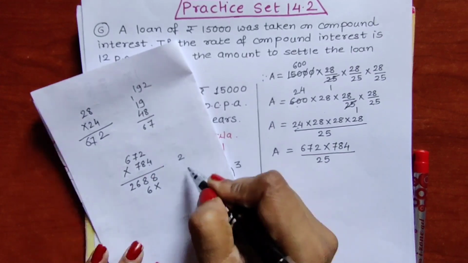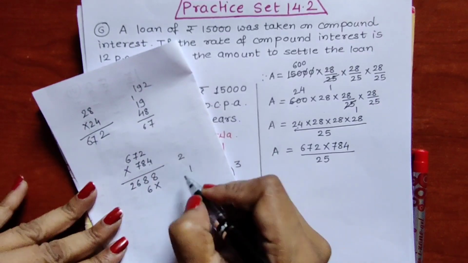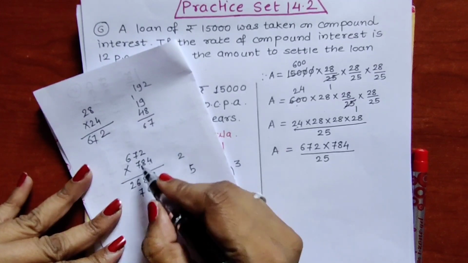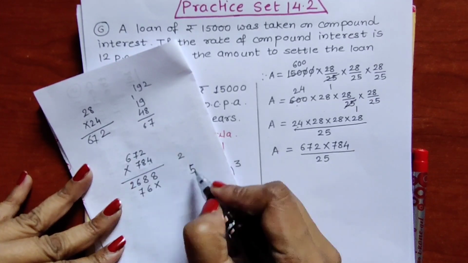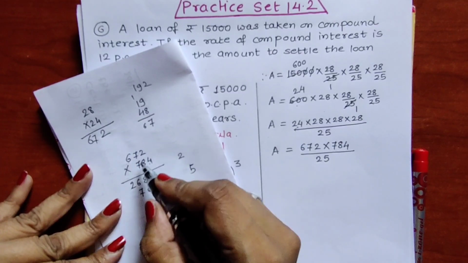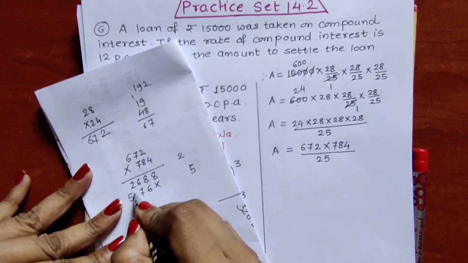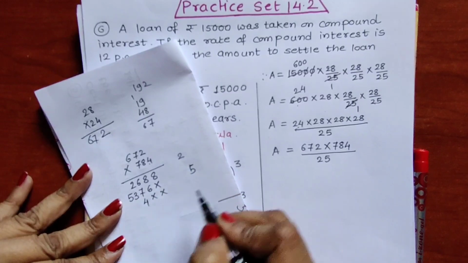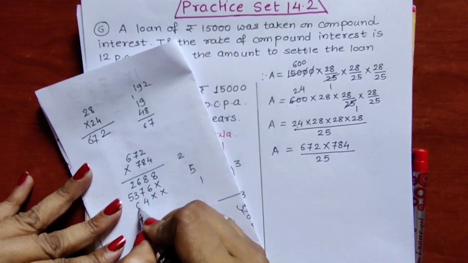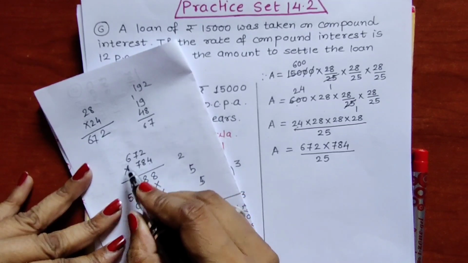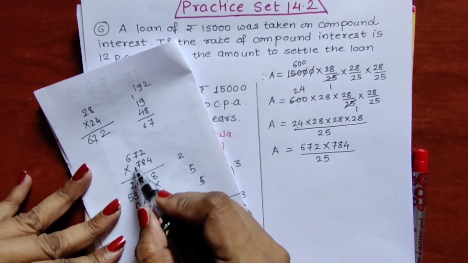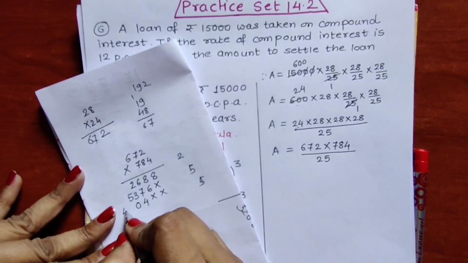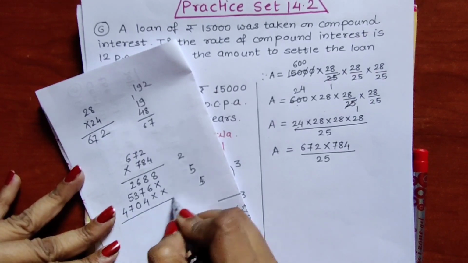8 2s are 16, 1 carrying. 8 7s are 56. 56 plus 1 is 57, 5 carrying. 8 6 are 48 plus 5 is 53. Okay, now 2 cross, we have to multiply by 7. 7 2s are 14, 1 carrying. 7 7s are 49 plus 1 is 50, 0 written, 5 carrying. 7 6 are 42 plus 5 is 47. Okay, so in this way we have got all this.